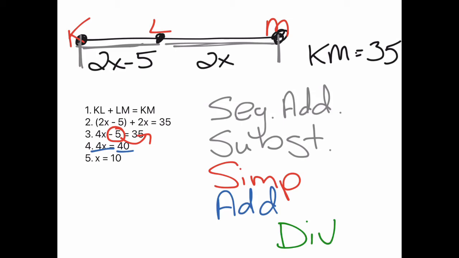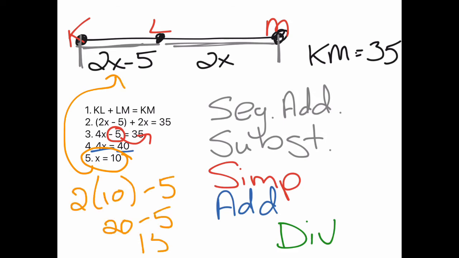And then to find the length of KL, which is the last part that they ask you for, you take the x equals 10 and you plug it in up here on KL. So 2 times 10 minus 5. So 20 minus 5, the answer is 15.